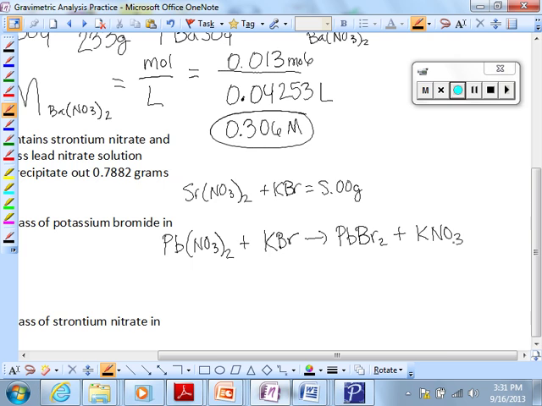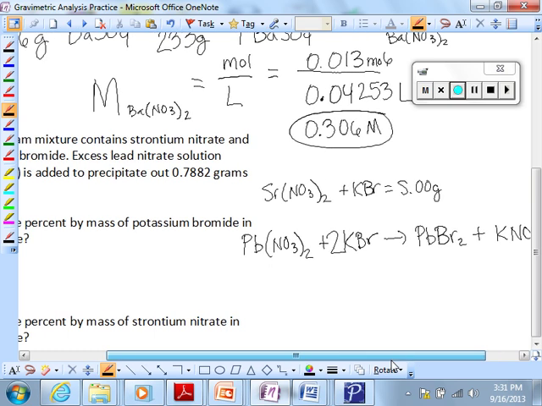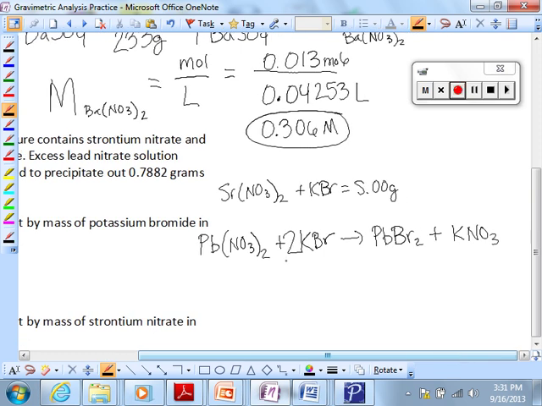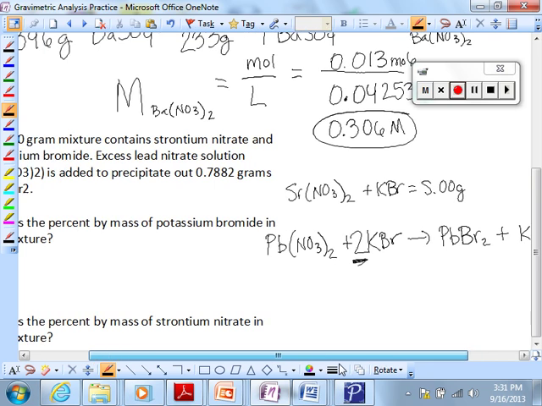Now notice, potassium nitrate is a spectator because those are soluble things. So that's why they don't talk about that necessarily in the product. So here we have a balanced equation with a 2 in front of the potassium bromide. All right, let's go back to the question.